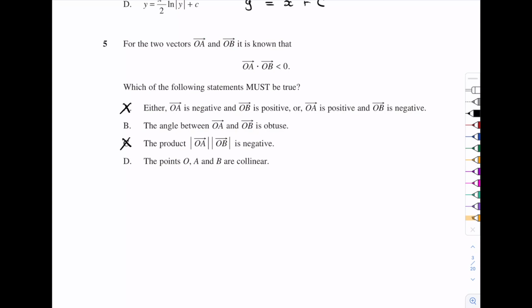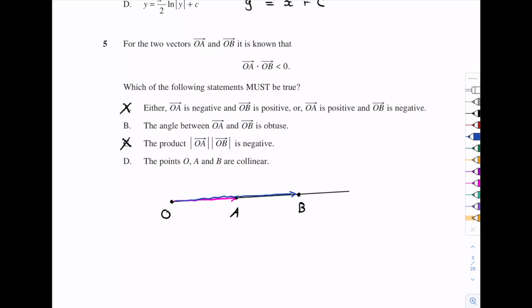Option D says the points O, A and B are collinear. Okay, so let's draw up a scenario where they're collinear. Let's say this is O, perhaps this is A, and this is B here. And so the vector OA looks like that, and the vector OB, if I go over this in blue, looks something like that.